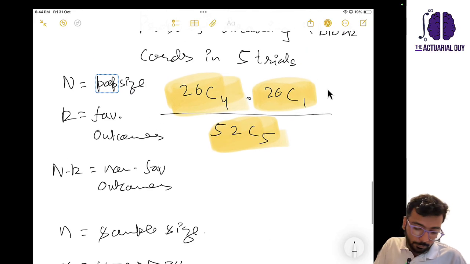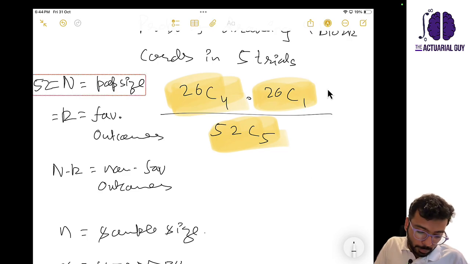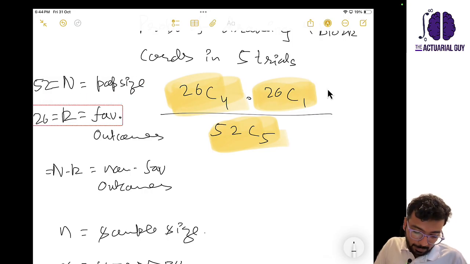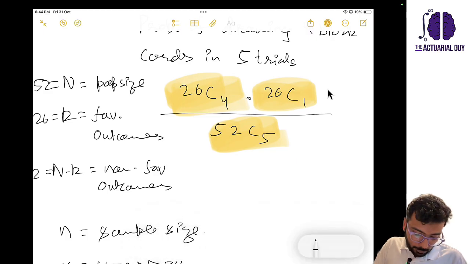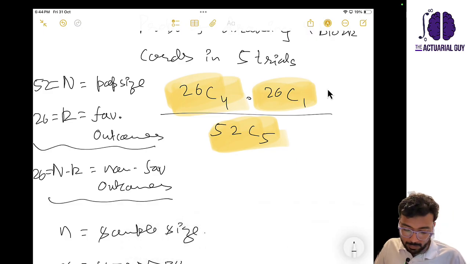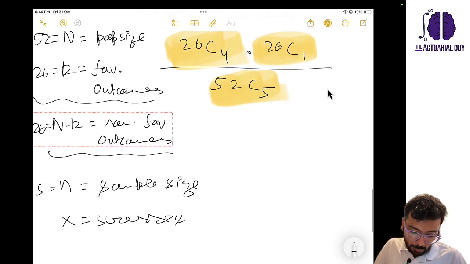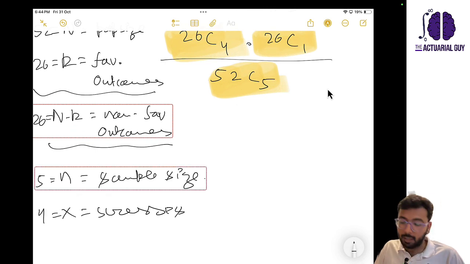In our example, the population size was 52. The favorable number of outcomes in the population, or the favorable observations, were 26. The non-favorable ones would be 52 minus 26, so again, this was 26. This was all your black cards. This is all your red cards. You're drawing a sample of size 5 and you want 4 favorable ones, that is 4 black cards, right?